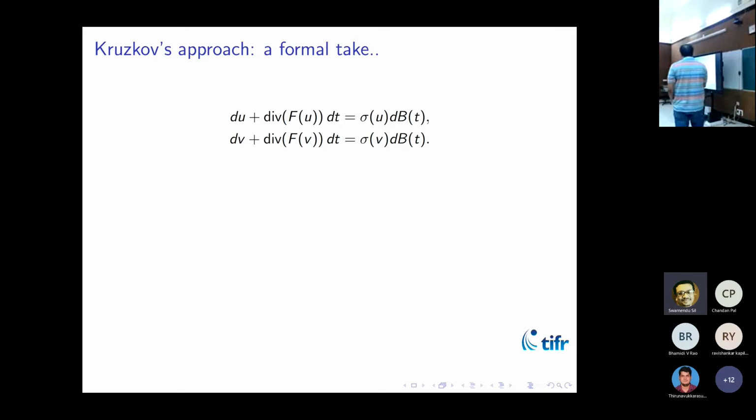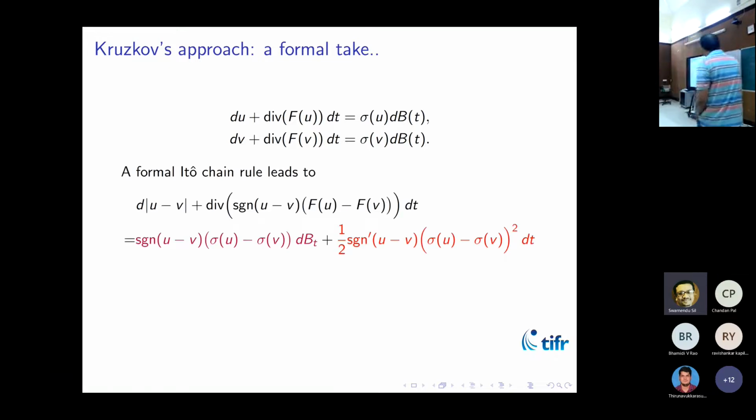So you have two solutions, and they satisfy the same stochastic equation. For the time being, you pretend that everything is smooth, and you can carry out all the derivations, chain rule, and everything. Then you apply the Ito chain rule. You basically subtract these two equations and apply the Ito chain rule on this. You cannot do that, but for the time being, you just pretend that you can.